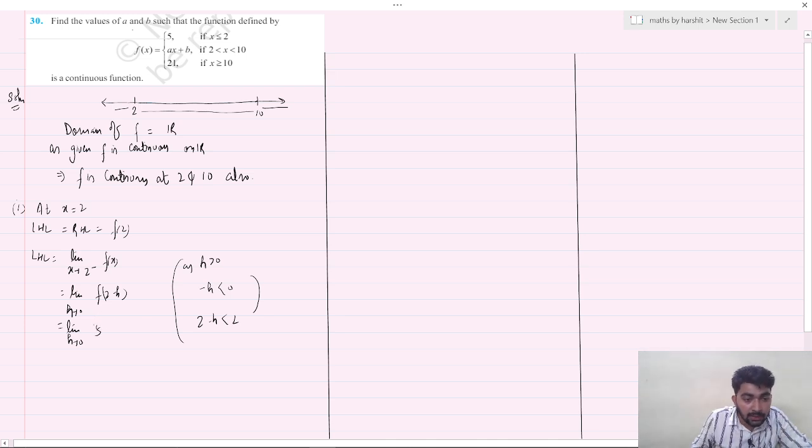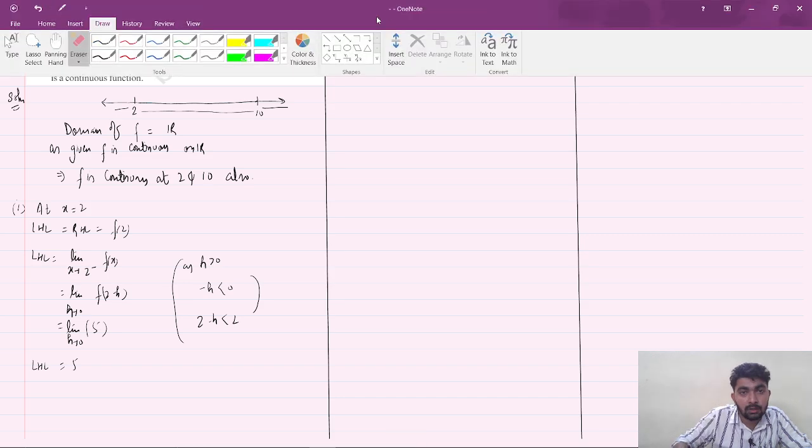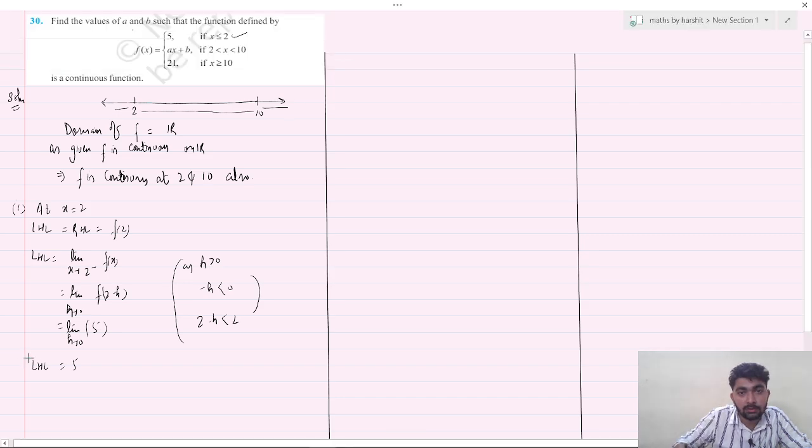It means that the exact value is 5, because by the first piece we can find its value. So here 5 will come. Your LHL is 5. I hope you understood how we can find this value. I'll put it in a box. This is your first equation.